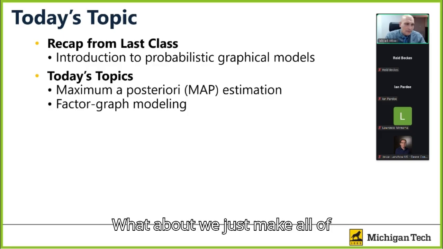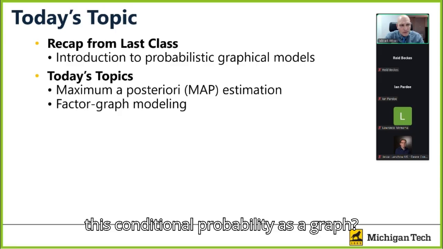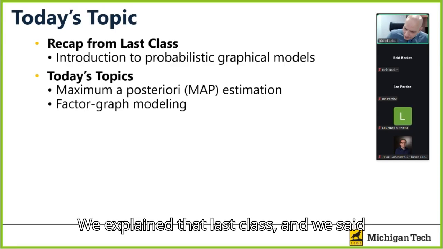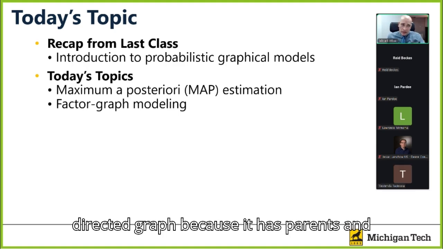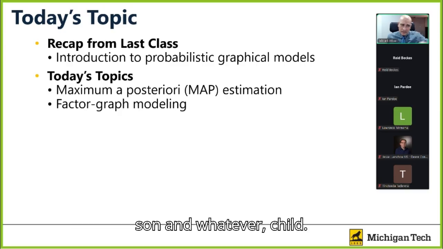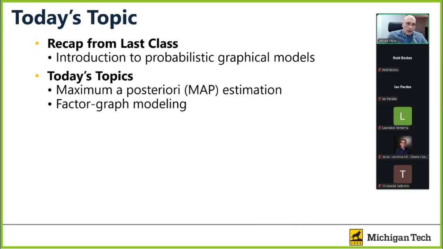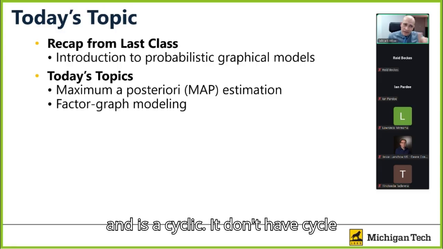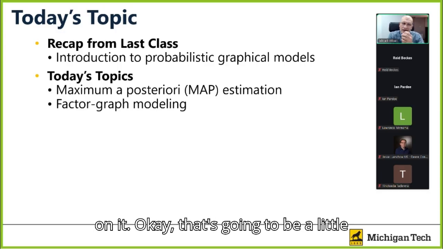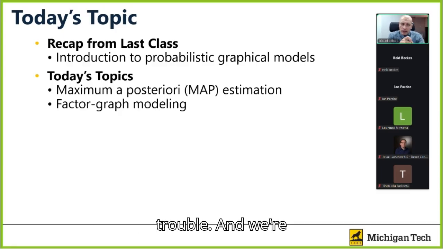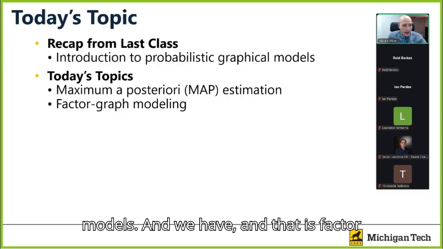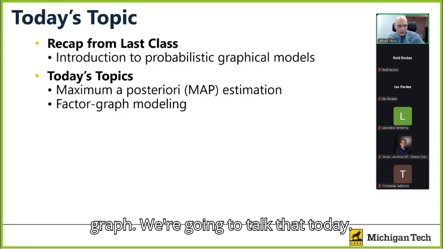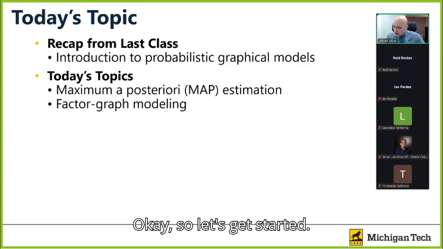What about we just make all of this conditional probability as a graph? We explained that last class, and we said that graph is a directed graph because it has parents and child, and it is acyclic. It doesn't have cycles in it. That's gonna be a little trouble, and today we're going to see if we can have different graphical models, and that is the factor graph. We're going to talk about that today. Okay, so let's get started.